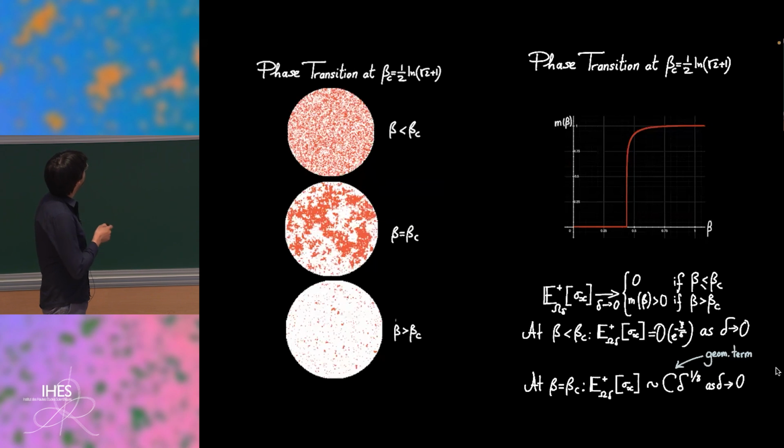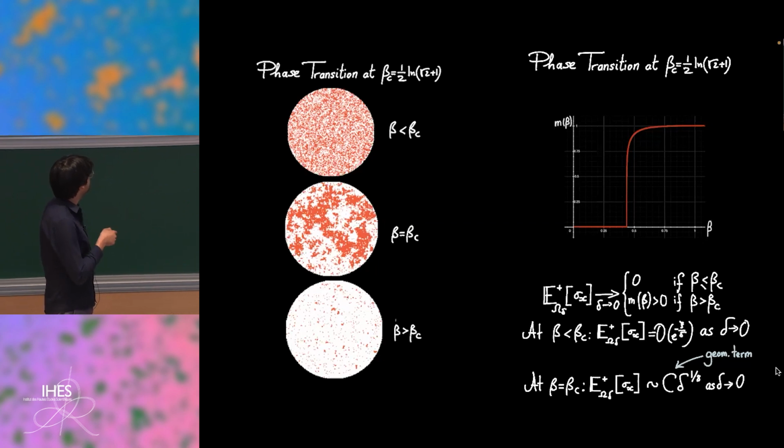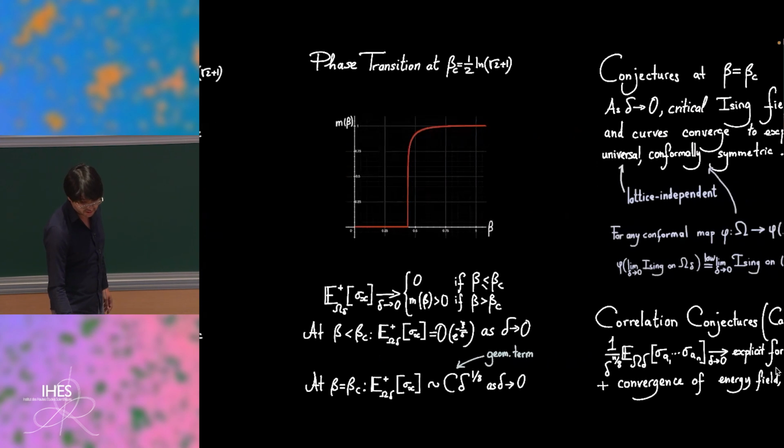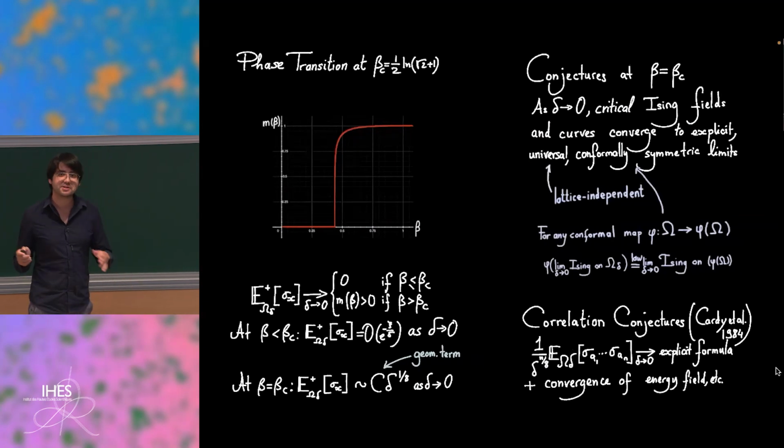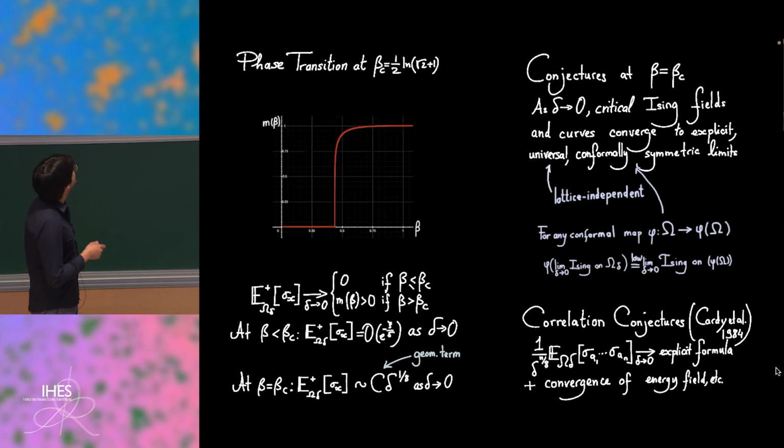Namely, as delta goes to zero, you tend to either zero if beta is lower or equal to beta critical, where beta is the interaction strength, the inverse temperature, or you go to something non-zero if beta is bigger than beta critical. So something that Onsager probably knew, but couldn't quite prove, and that's the first thing I want to start with today: that this magnetization was going to zero, indeed, with the mesh size to the power 1 over 8, with a constant. That constant hides a lot of interesting things. So I'm going to review old conjectures that are not quite conjectures anymore, about what happens precisely at that critical point.